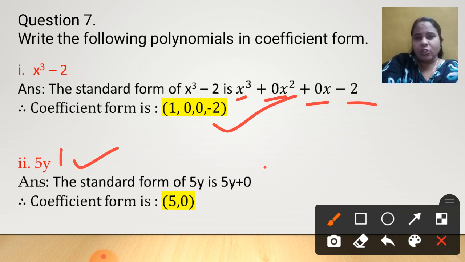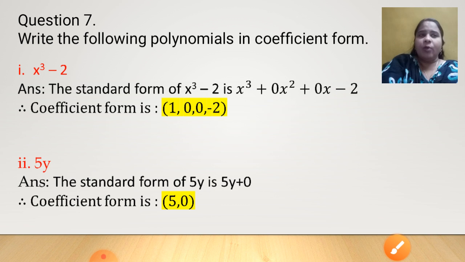It's not given, so you can write 5y plus 0. Now collect the coefficients 5 and 0. So the coefficient form will be as easy as 5 comma 0. I hope these concepts are clear.